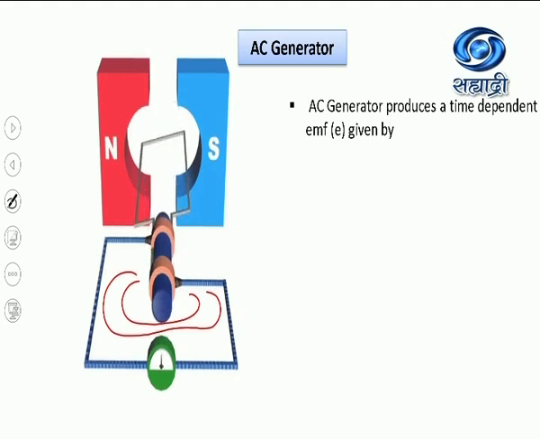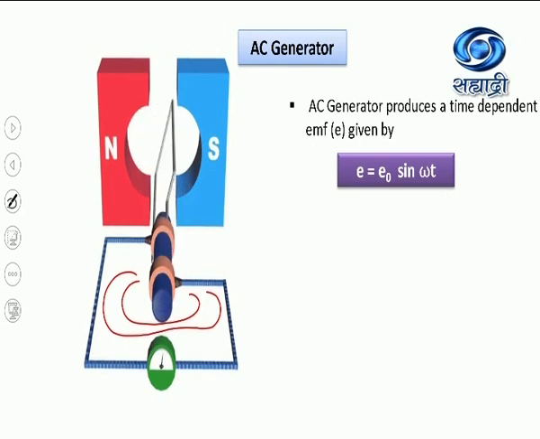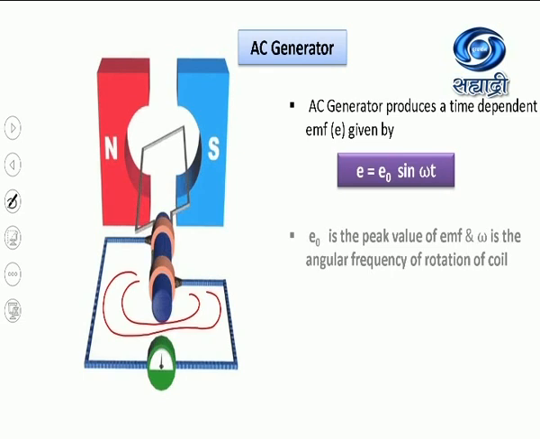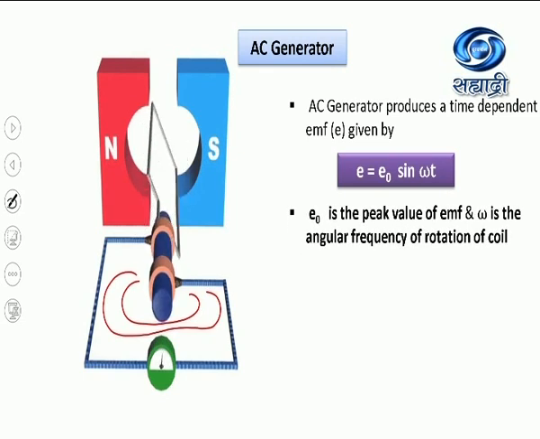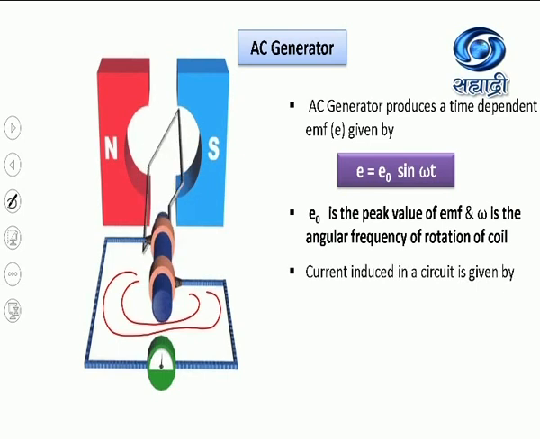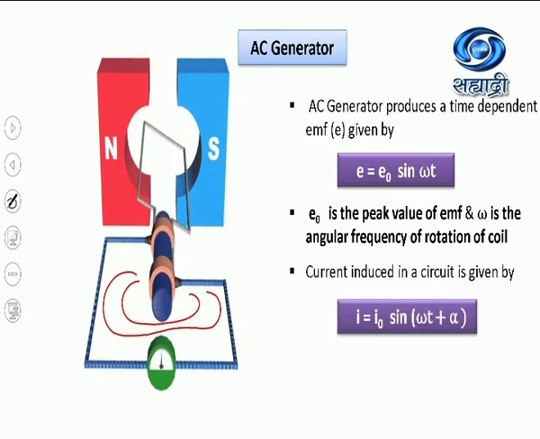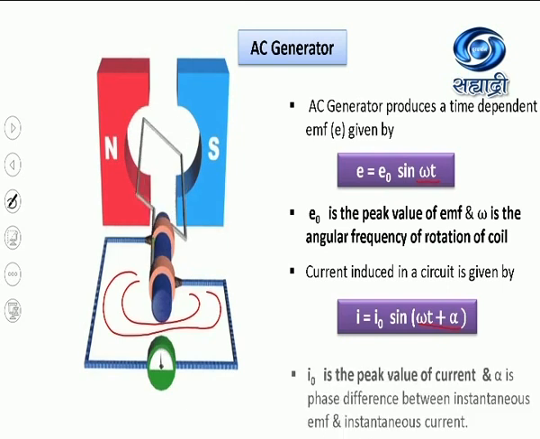An AC generator produces a time dependent EMF which is given by the formula E = E naught sin omega t, where E naught is the peak, that is the maximum value of the EMF, and omega is the angular frequency of rotation of the coil. The current induced in a circuit is given by the formula I = I naught sin(omega t + alpha). Now for current, the phase is omega t plus alpha. For EMF, the phase is omega t. So there is a phase difference between the current and EMF.